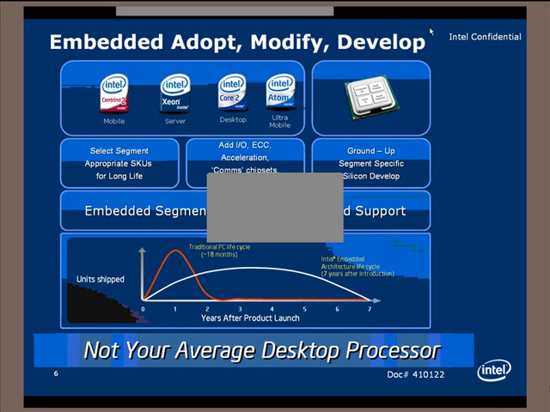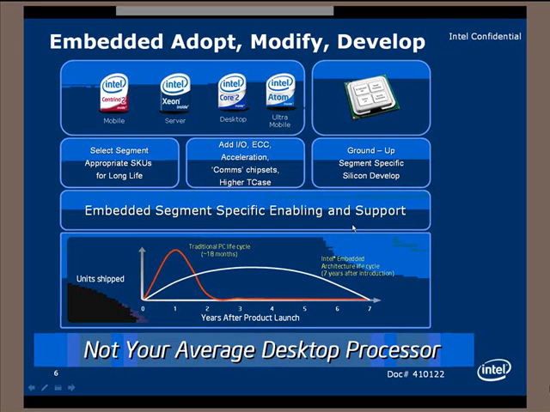And sometimes it means creating new processors with the right thermals, the right reliability, and the right price points to fit many of these specific embedded and communications market requirements. And then most importantly, whether we adopt, modify, or develop these processors, we make them available for a minimum of 7 years, which of course is very important for embedded applications with typically longer development cycles and longer expected life cycles versus, say, a PC.